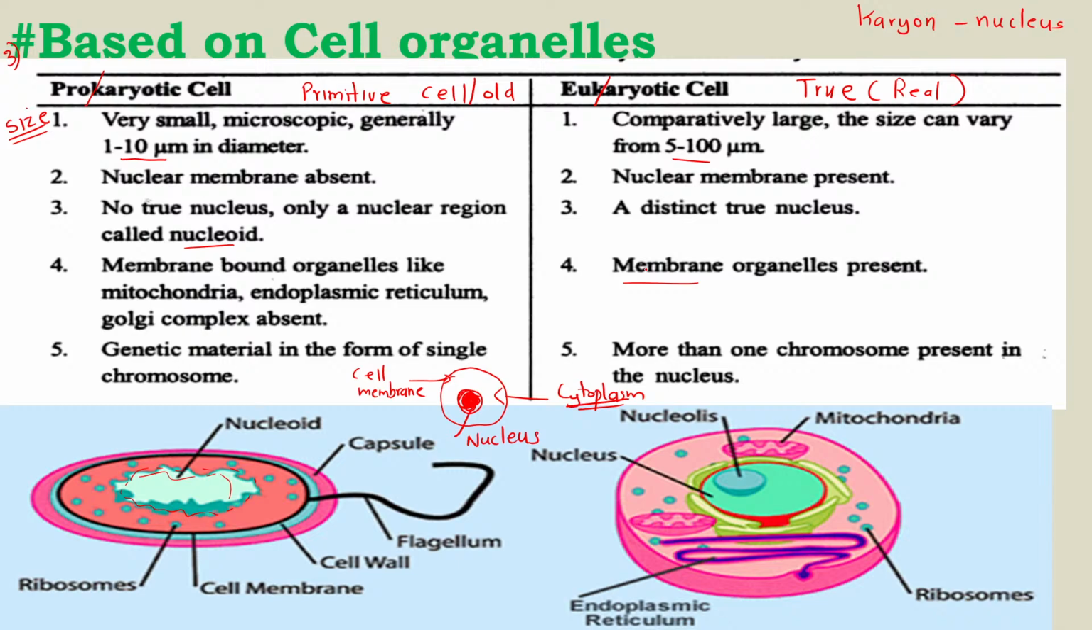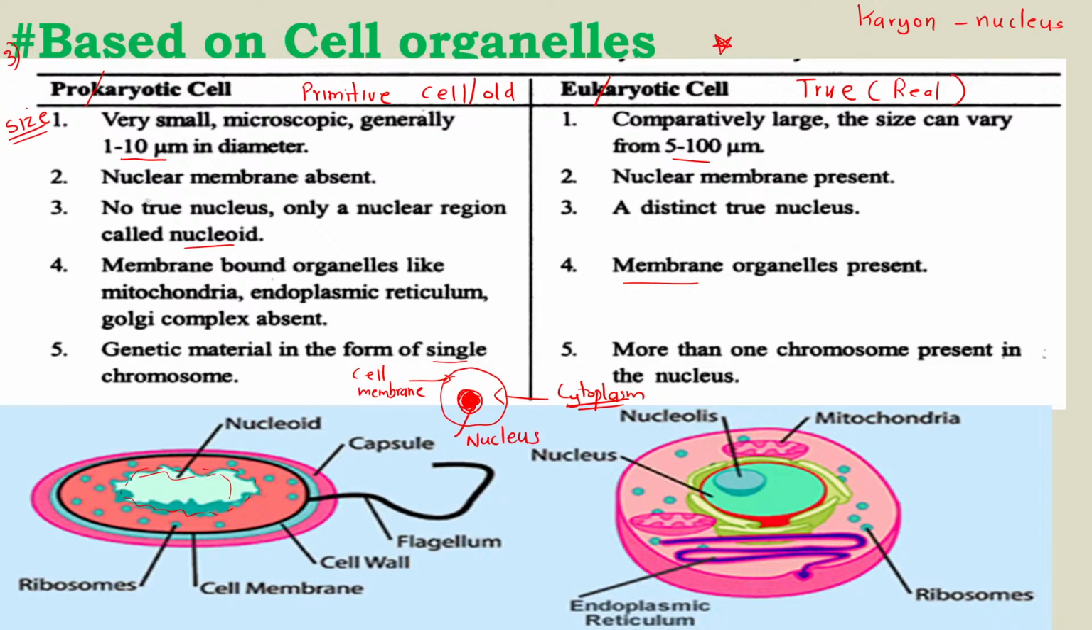But these organelles are absent in prokaryotic cells, whereas all of these are present in eukaryotic cells. The genetic information in prokaryotic cells is a single chromosome, just a single thread-like structure, whereas a eukaryotic nucleus contains more than one chromosome. We are going to understand these two types of cell in detail at the end of the chapter.